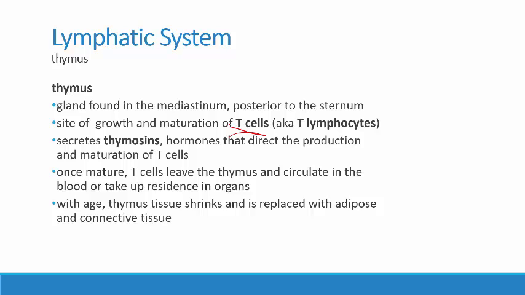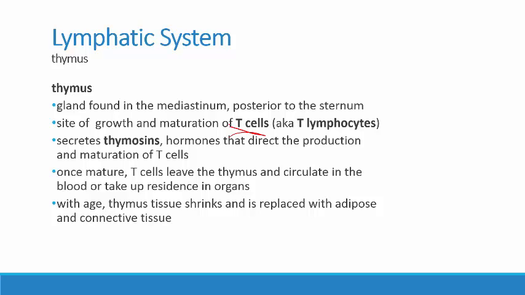And the thymus secretes hormones called thymosins that are responsible for cueing the T cells to mature in the proper ways. And once the T cells are mature, then they will leave the thymus and circulate in the blood or take up residence somewhere in the organs. So the thymus is very important because that's where the early training for T cells occurs.